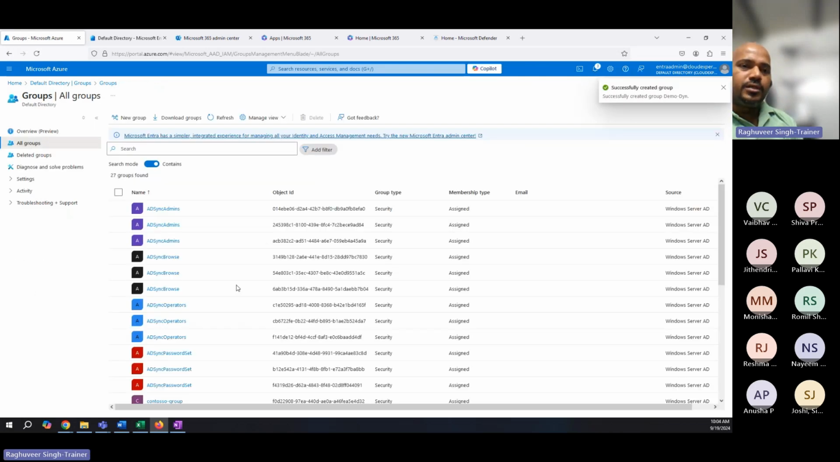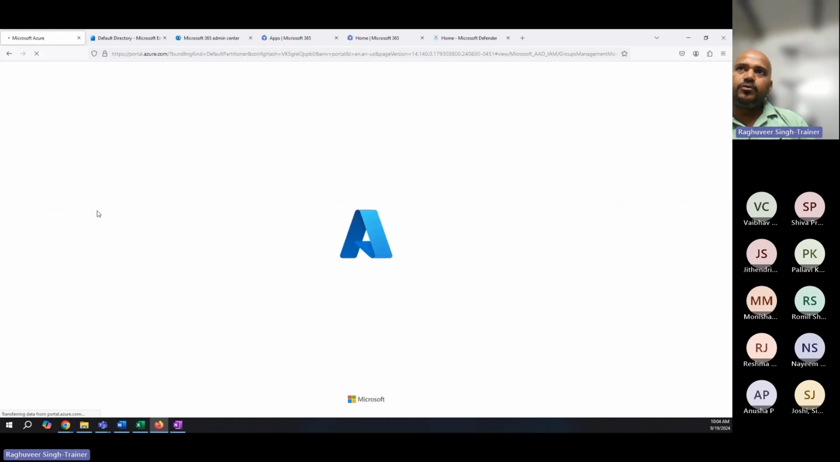So when I click on create, the group will be created, and within a couple of minutes, automatically those three users which I have shown you having the same properties will automatically join this group. So I'll refresh my portal for a while.